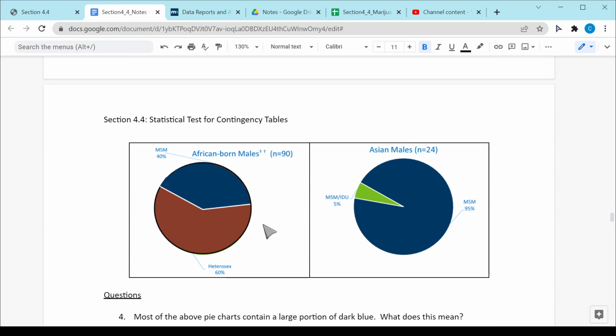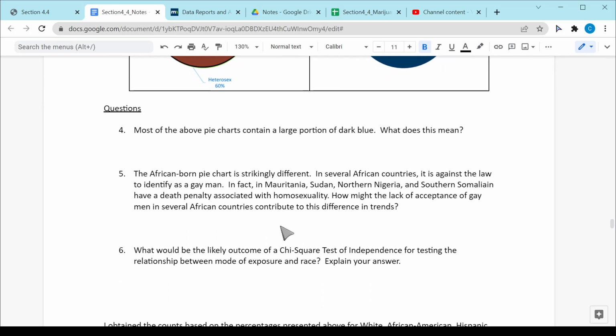The one that really stands out here is the African born. Notice how much the MSM has slid. That's the dark blue there. That is really slid back for African born individuals, and the heterosexual sex has gone up a lot. I do have a couple questions here about that, in particular number 5 here.